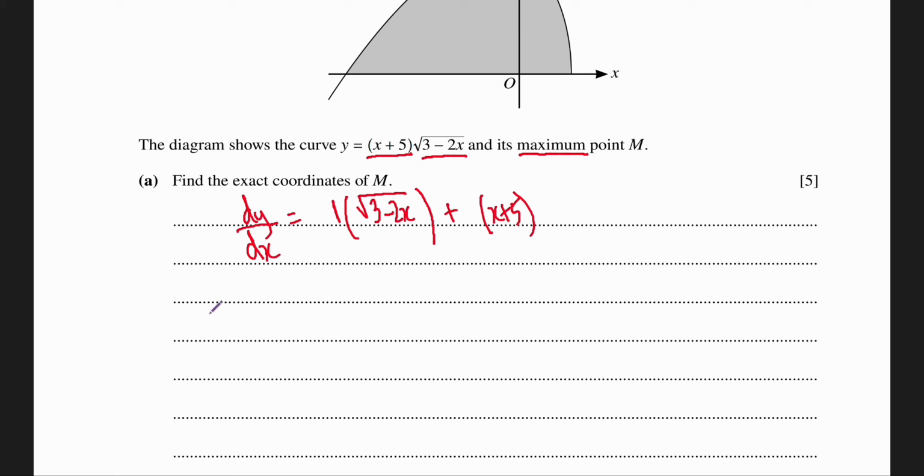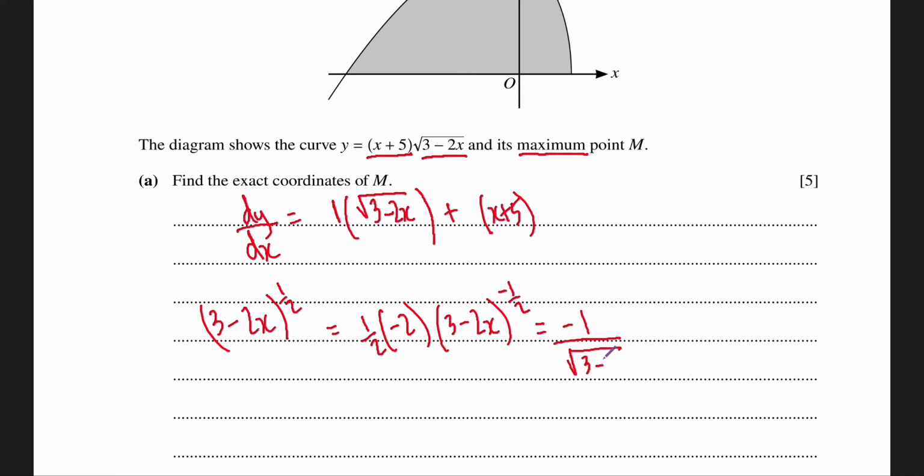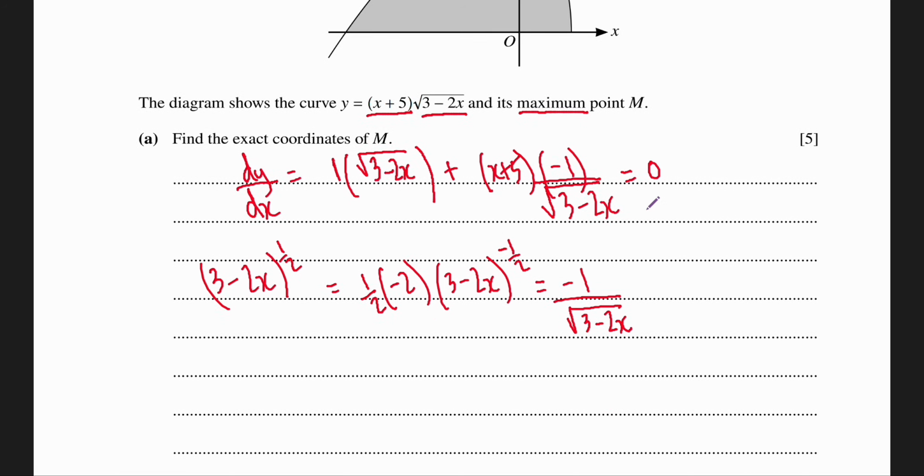Let's do that over here. So you have 3 minus 2x, I'll write it to the power half. You want to take the derivative of that, so that becomes a half times negative 2 times 3 minus 2x to the power negative a half, which is equal to negative 1 over square root 3 minus 2x. So not that bad. So you can put that back in here. So you have negative 1 divided by square root of 3 minus 2x. And since it's the turning point, that is equal to 0. Well, what can we do now?